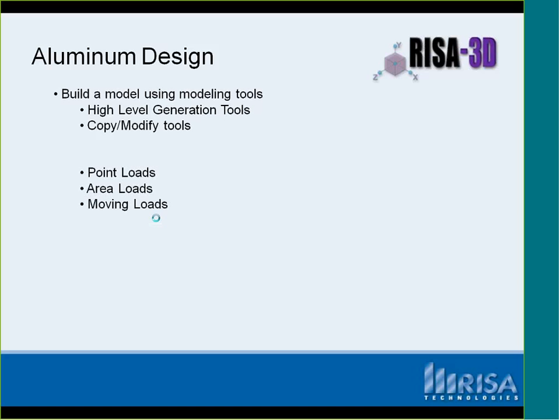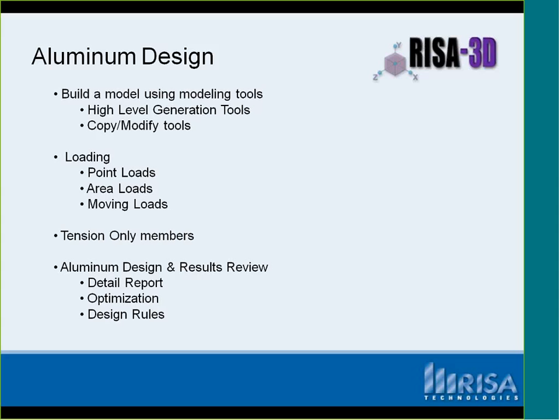aluminum. So we'll also be getting into loading. I wanted to show you the different types of loading we have available. We'll be doing point loads and area loads, and we'll also be adding moving loads into one of the models. We will also work with tension-only members in one of our models to see how that works. And then in all of the models, we'll be working with aluminum design and results review. So we'll make sure that we do the detail report. We'll be going through the optimization using the aluminum design, and then design rules will help us actually limit and get to a better design.